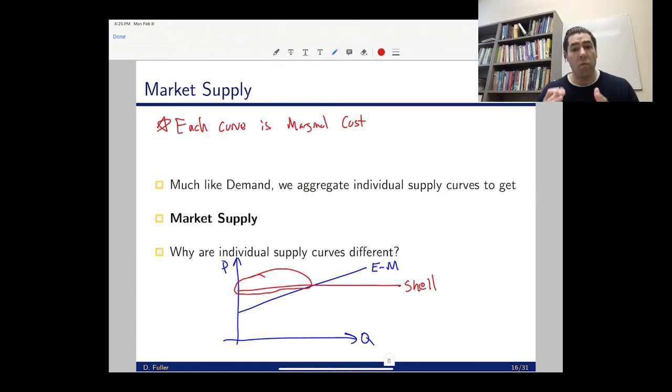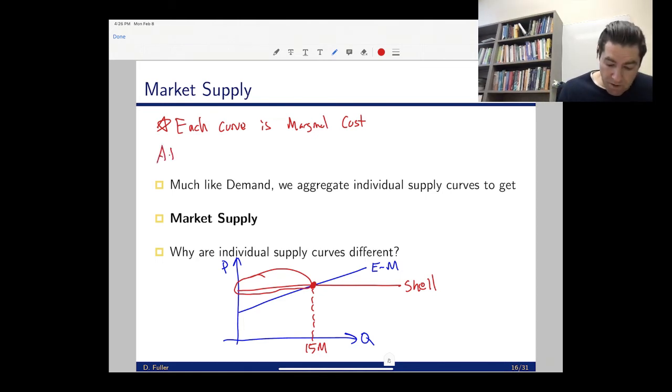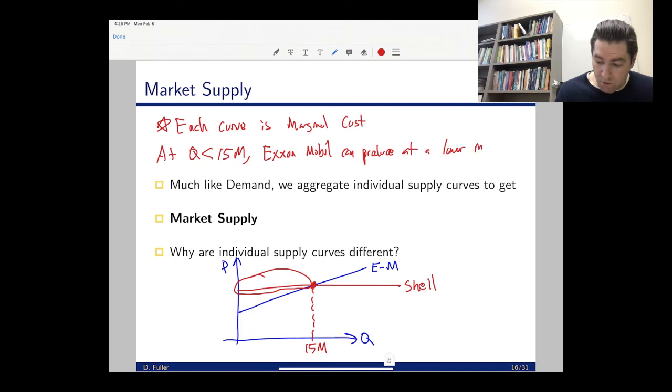So one thing I want to point out is what can I learn about this? Why am I diverting into all this stuff about why their cost curves are different? Is notice, right? So let's just make up, let's say this is 15 million barrels. For quantities of oil below 15 million, ExxonMobil can produce at a lower marginal cost than Shell. So at Q less than 15 million, ExxonMobil can produce at a lower marginal cost. At quantities above 15 million, Shell has a lower marginal cost.